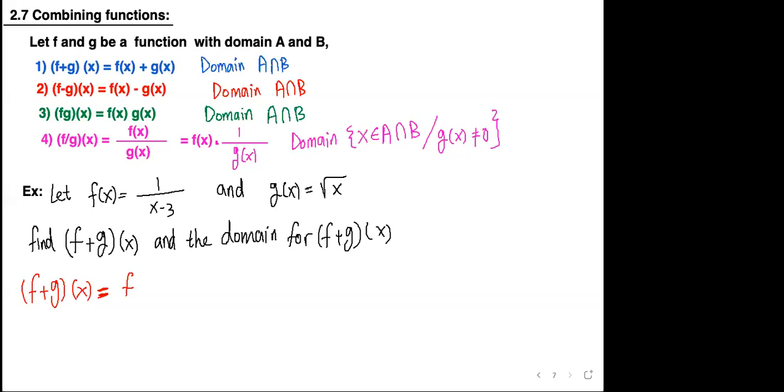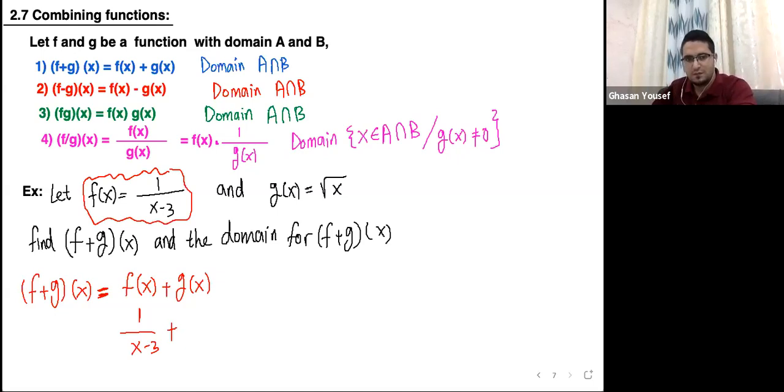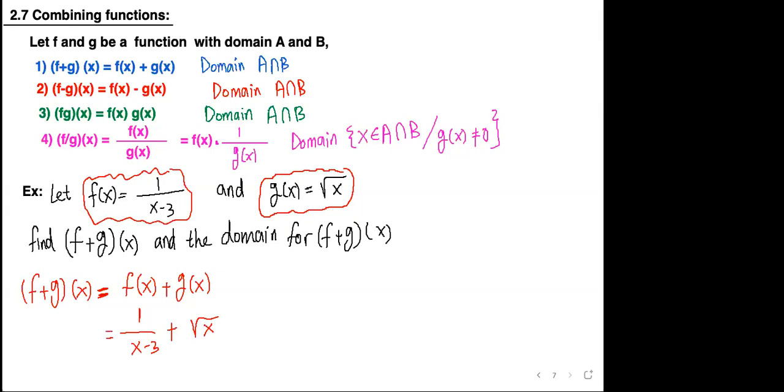No problem. So f plus g, all of this in parentheses, is the same as the first function plus the second function. The first function is given here. You have to put down 1 over x minus 3, and then plus the second function. You have to add this function, and you can keep it the same like this. You don't have to do anything.